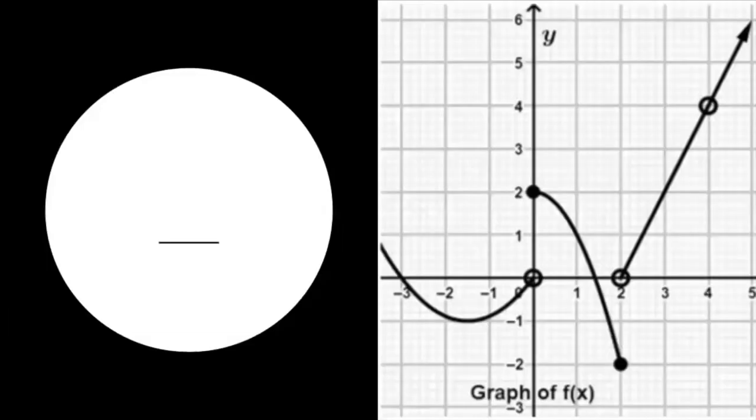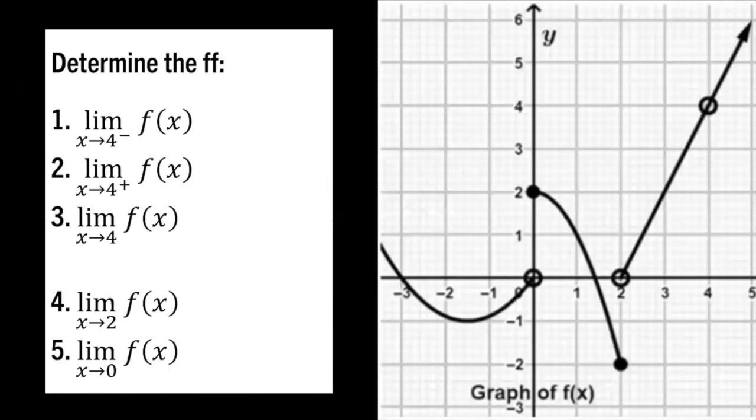Kasi for example nga dito, di ba? Ang limit doon sa 0, ayan. From the left of 0, magpunta sila lahat kay 0. Pero limit from the right of 0, nagpupunta sila lahat kay 2. So those two are not equal and therefore, the limit does not exist.